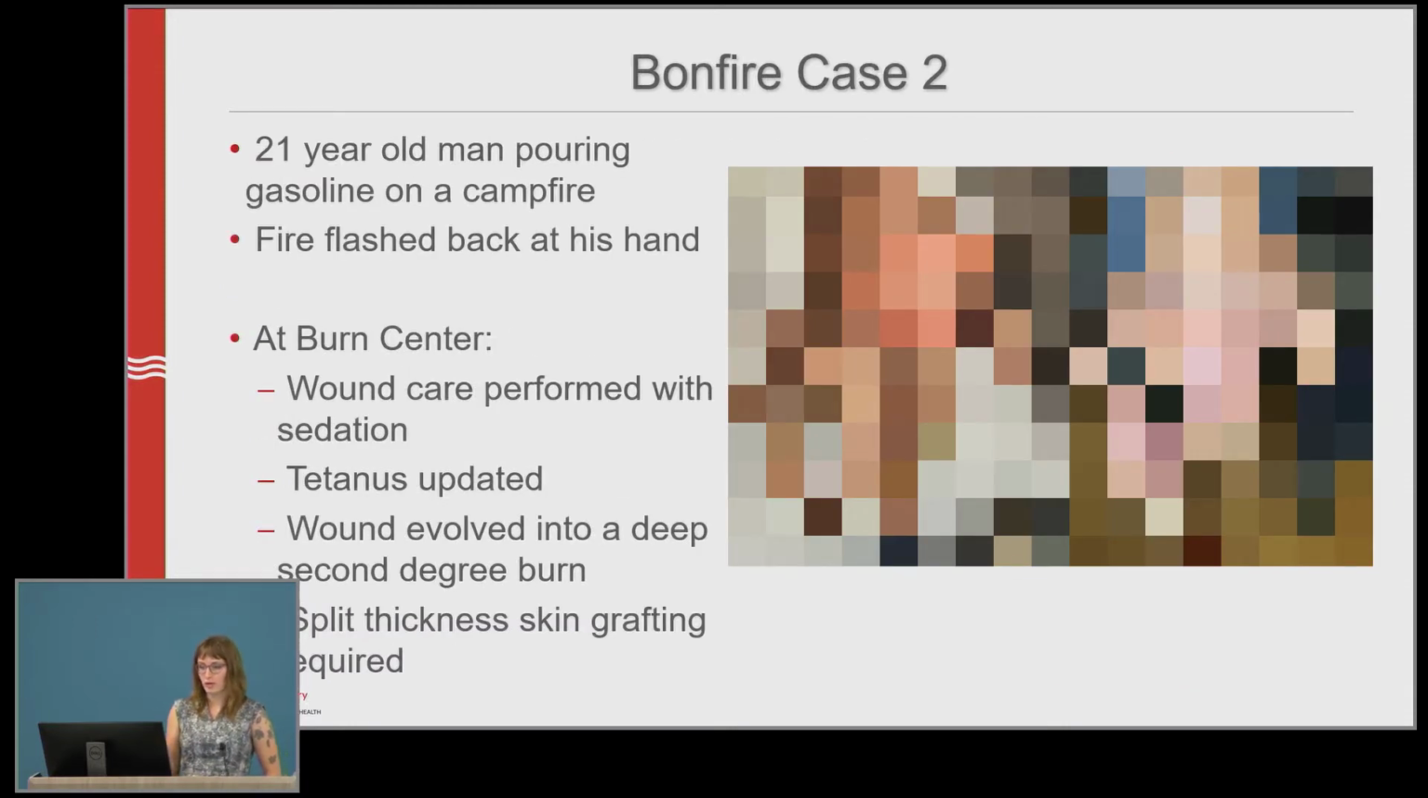Another patient was a 21-year-old man who was pouring gasoline onto a fire. It flashed back at his hand, and he has this sort of weepy red to white looking hand injury. He came straight to our burn center where we cleaned it, updated his tetanus, and as we were doing our debridements on a regular basis, we found that the area over his hand was a deep partial second degree burn, and that ended up needing grafting. So you can see there in the second picture, he's got those new skin grafts that are meshed, and that has healed in really well for him.